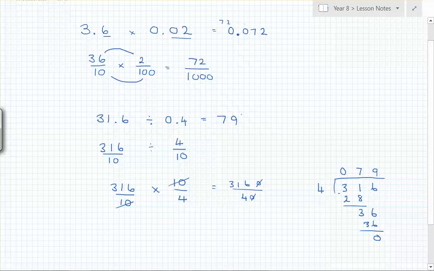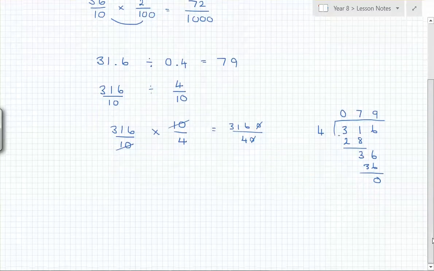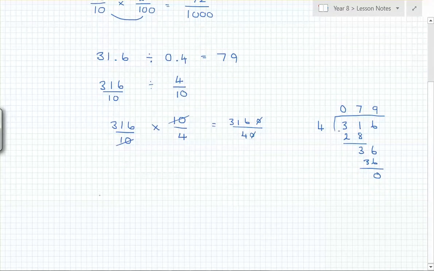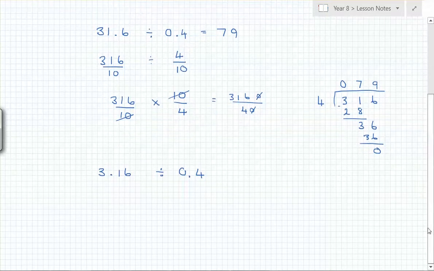Do you remember I said with division you don't adjust the answer afterwards? And actually, if we do it like this, we don't adjust the answer afterwards either. Just to highlight, what if, for instance, we had 3.16 divided by 0.4? Same kind of numbers, but this time, what do we do?